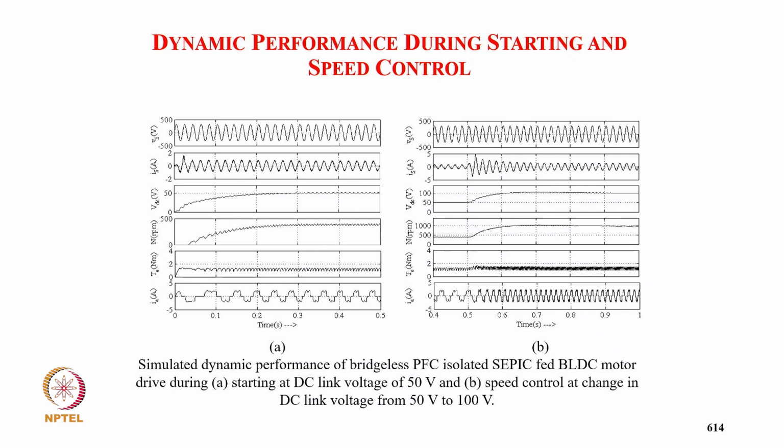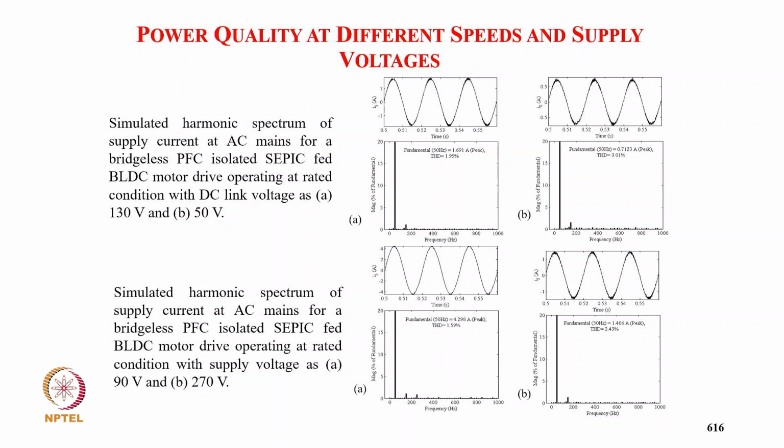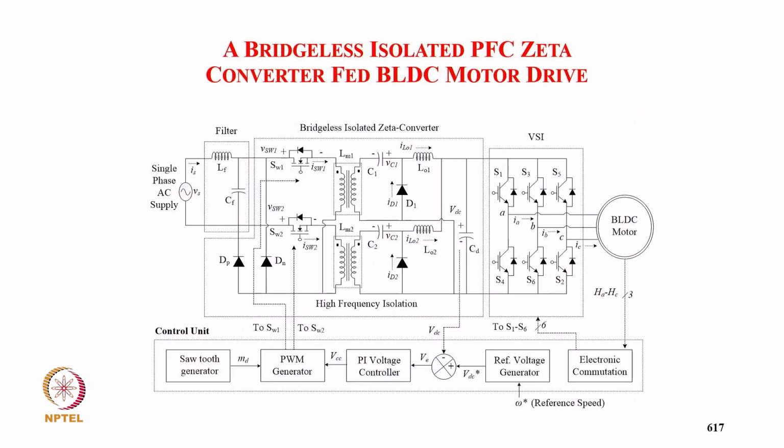This is the starting performance from 50 volt DC link, and then the speed control from 50 volt to 100 volt. But supply current, even during dynamics, remains sinusoidal and in phase with the supply voltage. And then the load change from 0.5 Newton meter to 1 Newton meter, and supply voltage change from 270 to 170 volt. And the total harmonic distortion in all the cases remains less than 5%.